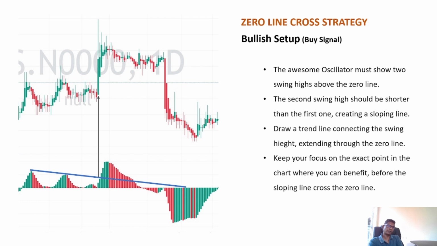Draw a trend line connecting the swing highs, extending through the zero line. Keep your focus on the exact point in the chart where you can benefit before the sloping line crosses the zero line.